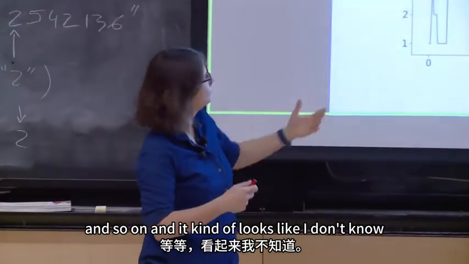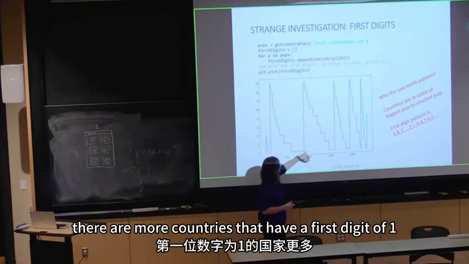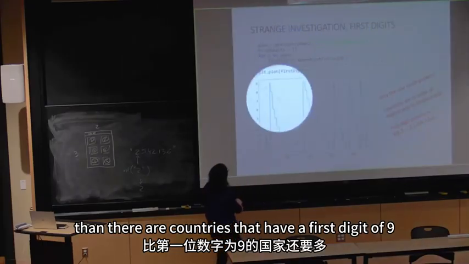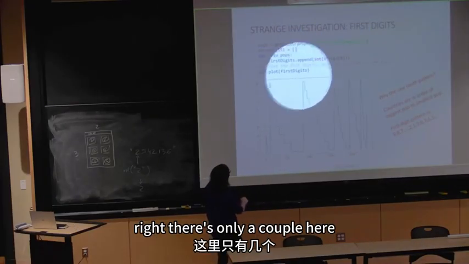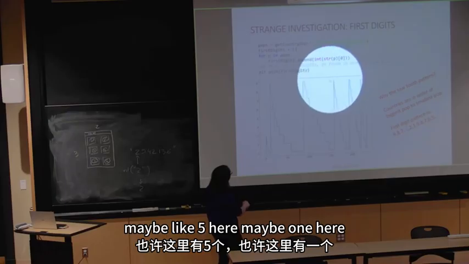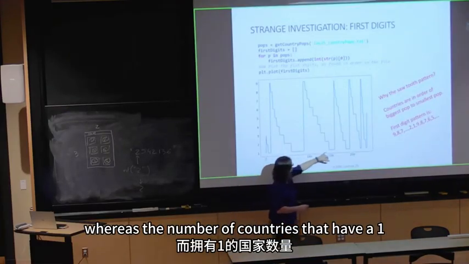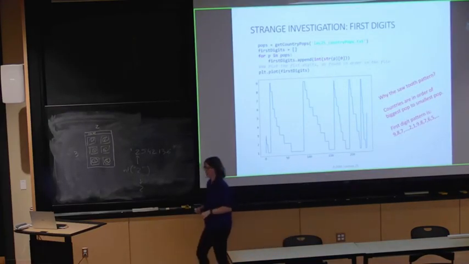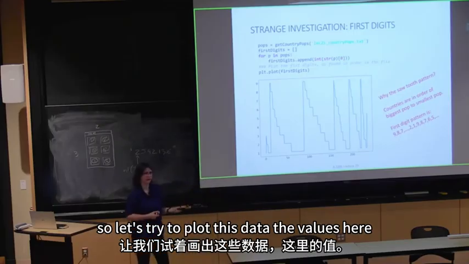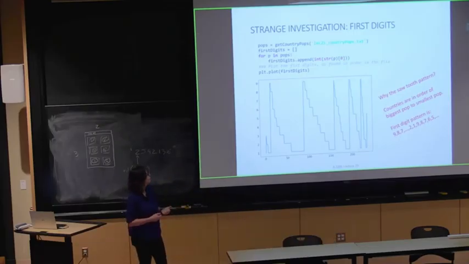And it kind of looks like maybe there are more countries that have a first digit of 1 than there are countries that have a first digit of 9, right? There's only a couple here, maybe like 5 here, maybe 1 here, a couple here, a couple here. Whereas the number of countries that have a 1 are actually a lot. So let's try to plot this data, the values here.